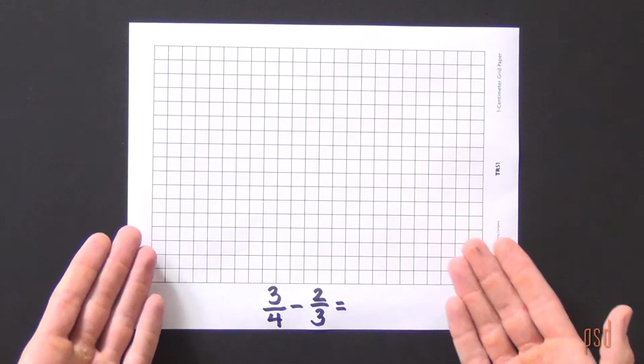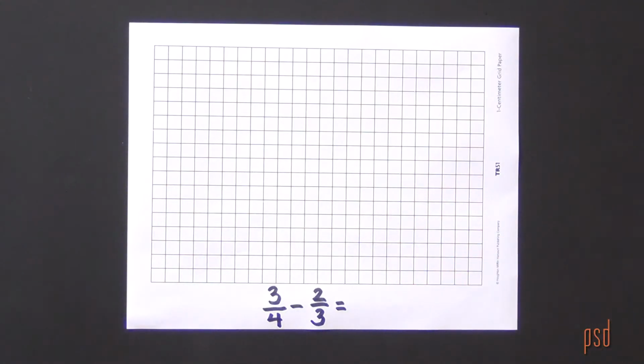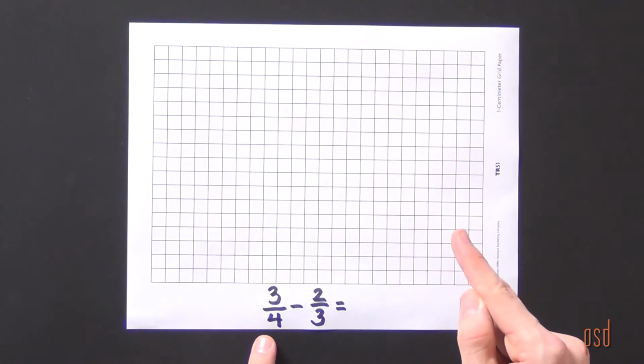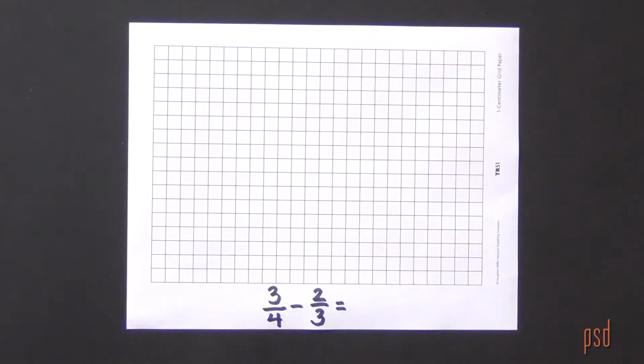When using graph paper for this, it's actually quite difficult to determine what I should draw as my whole. Students may initially draw 3/4 using 4 boxes and then shade them in and then struggle to represent what 2/3 looks like. This means that students need to determine a whole that can be partitioned into both fourths and thirds.